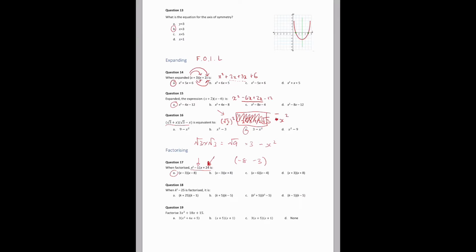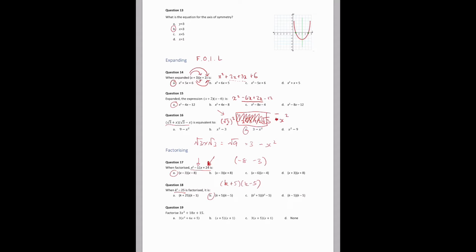For question 18, this is an example of a difference of perfect squares. So in this case, your answer is going to be k plus 5, k minus 5. And that would correspond to B.